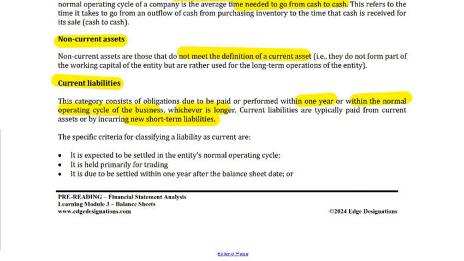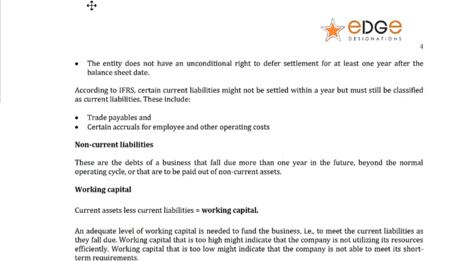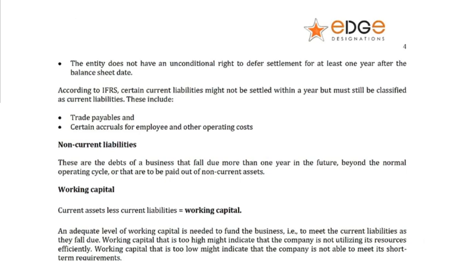Specific criteria for classifying a liability as current are as follows. It's expected to be settled within a normal operating cycle of the entity. It's held primarily for trading and generally settled within 1 year of the balance sheet date, or the entity does not have an unconditional right to defer settlement for a year after the balance sheet date. Does not have the right.